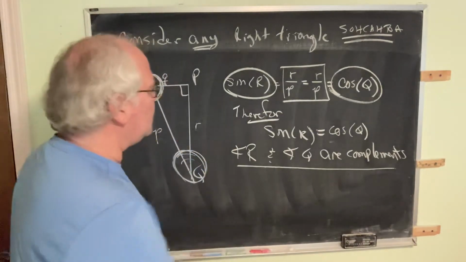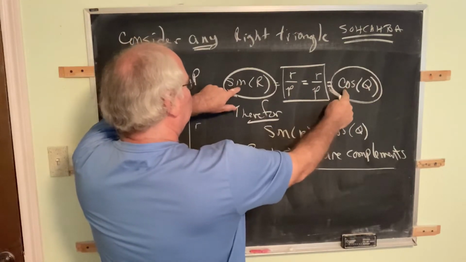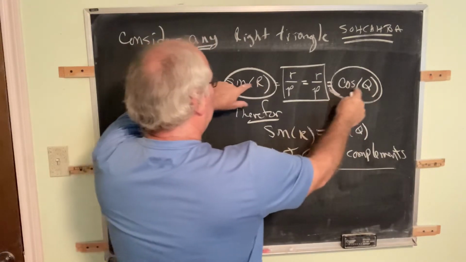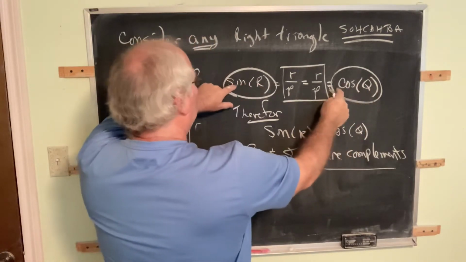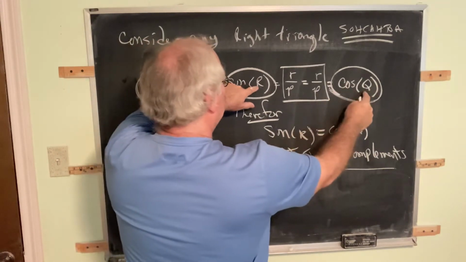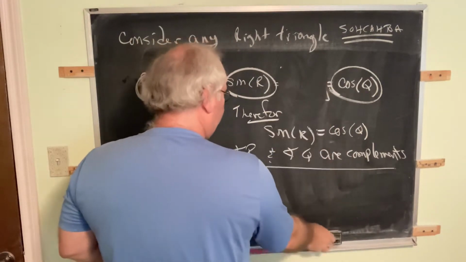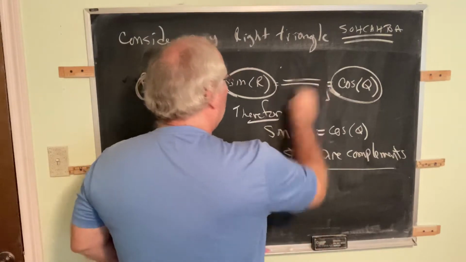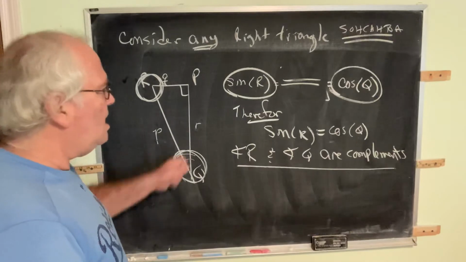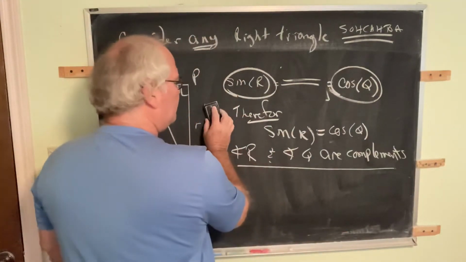And so what this says is, if you take cofunctions of complementary angles, cofunctions of complements, let's eliminate the middleman. Cofunctions of complements are equal.